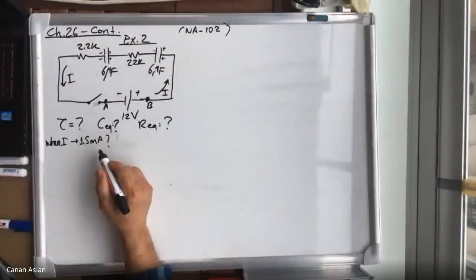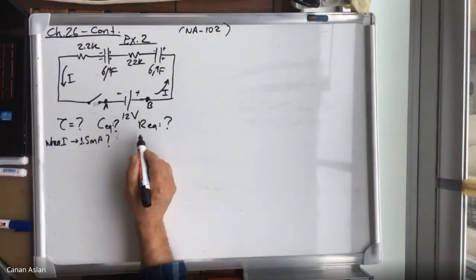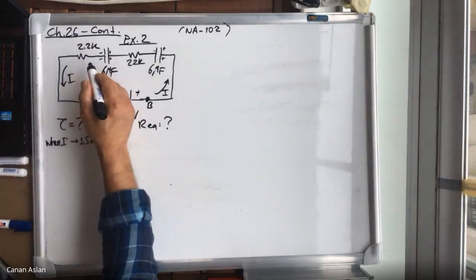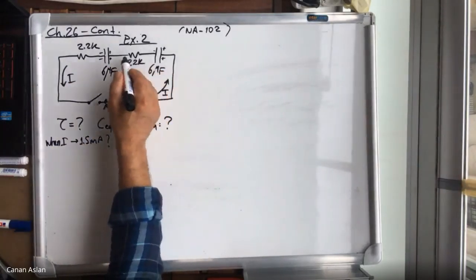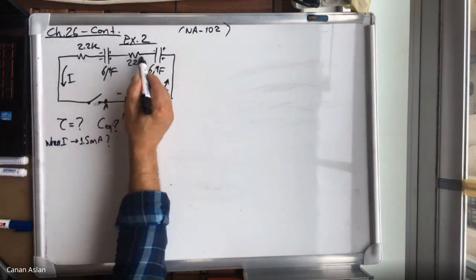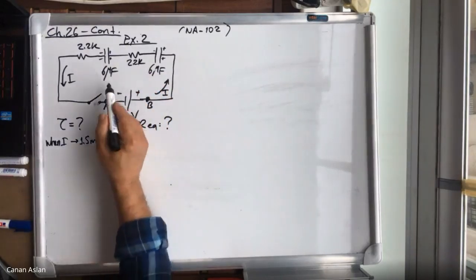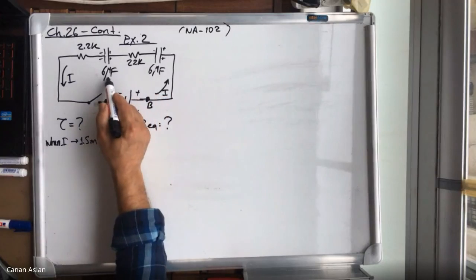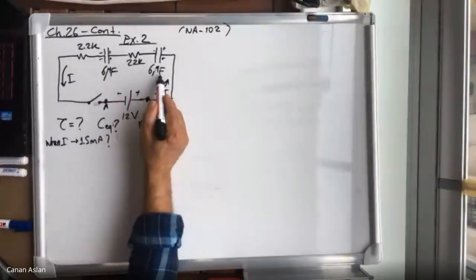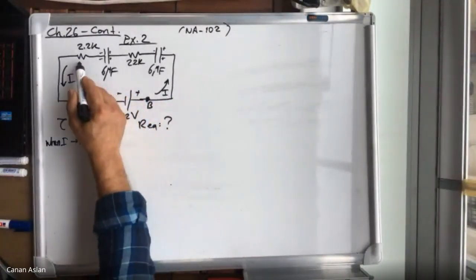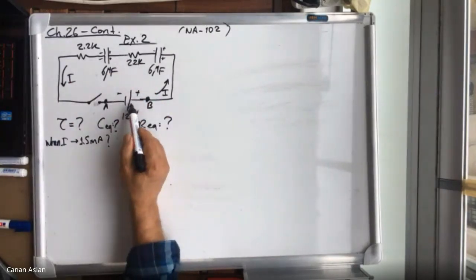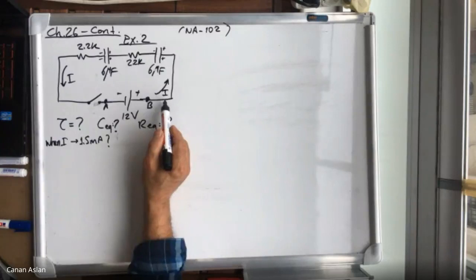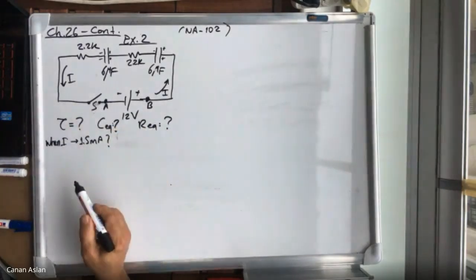Okay, in this example, we have a simple circuit. Two capacitors are connected in series and two resistors, okay? The values of the capacitors are 6 microfarad, the values of these two resistors are 2.2 kilo ohms, and the power supply is 12 volts, and there is a switch there, okay?